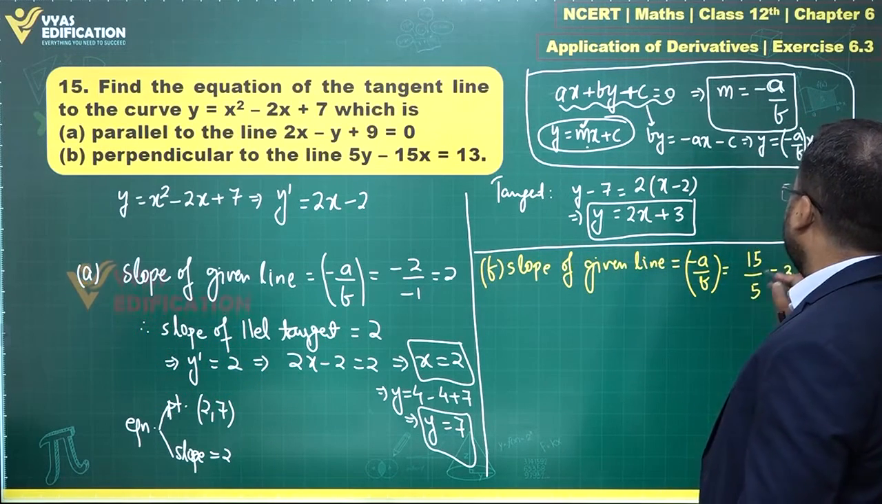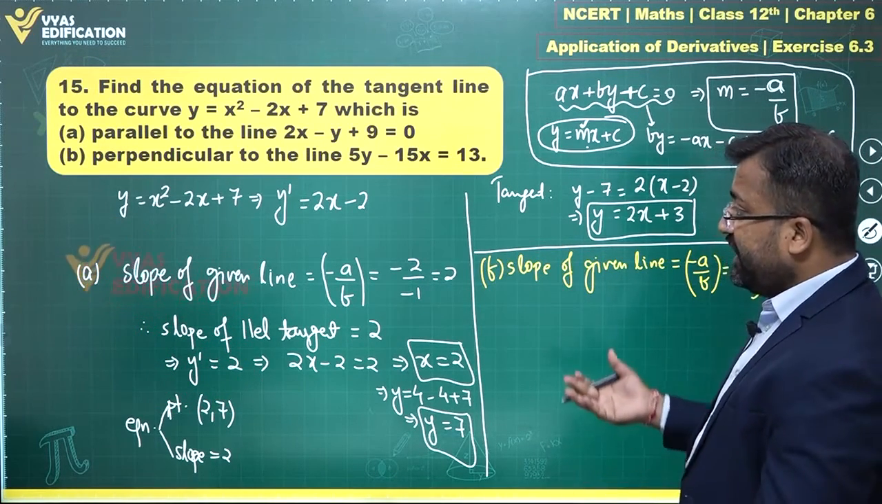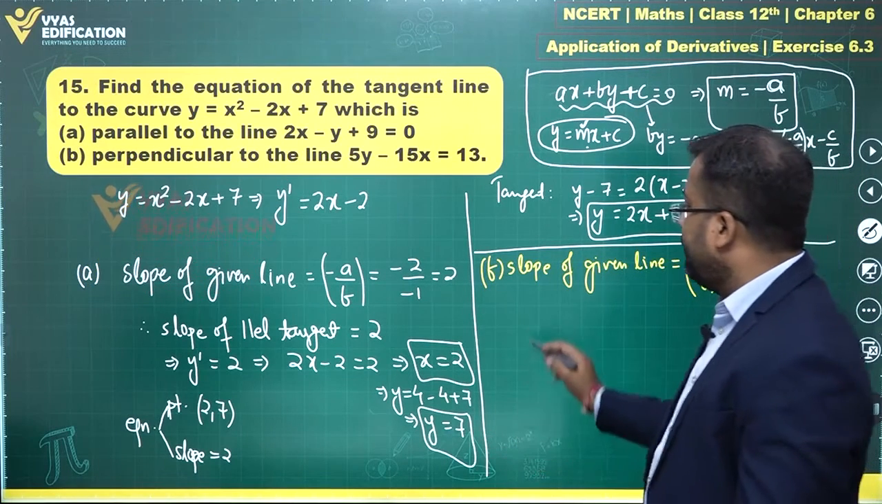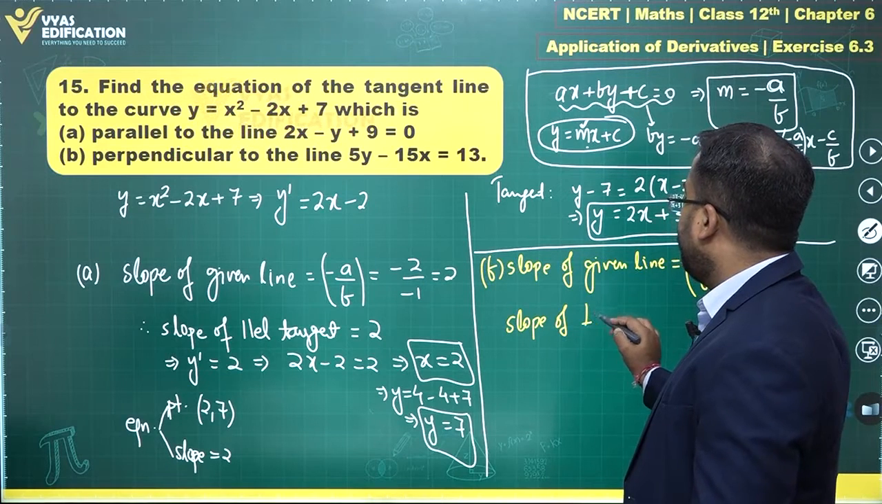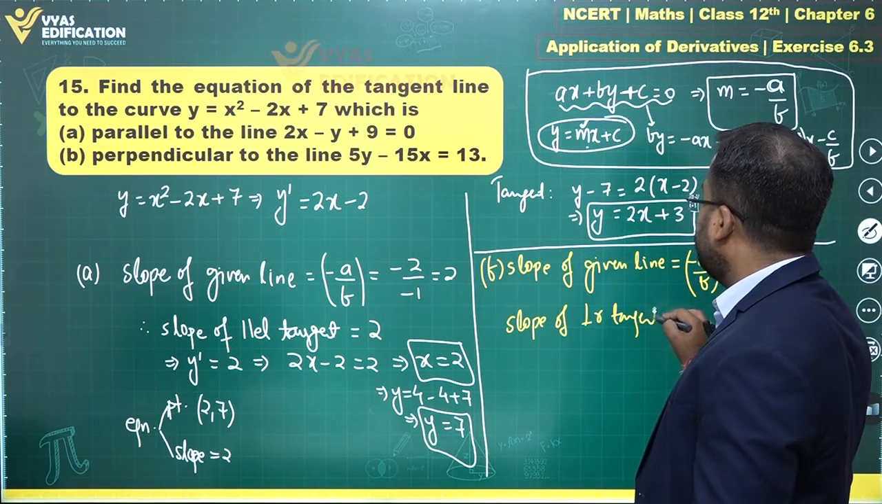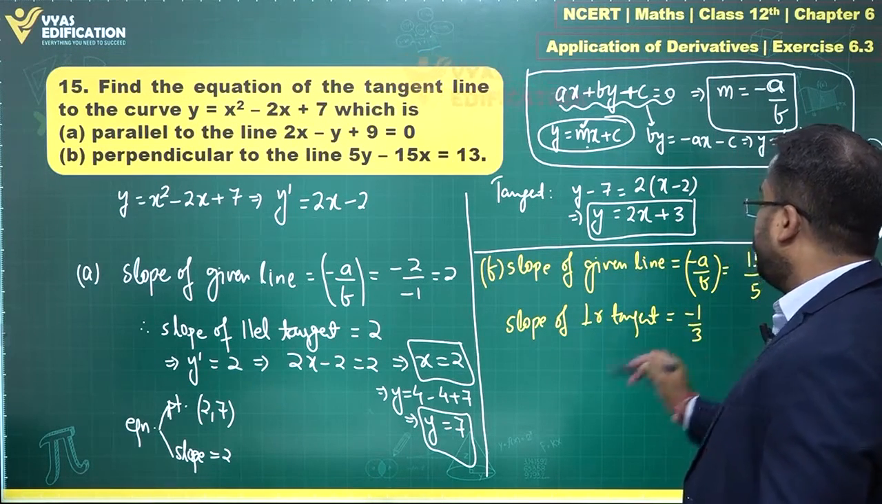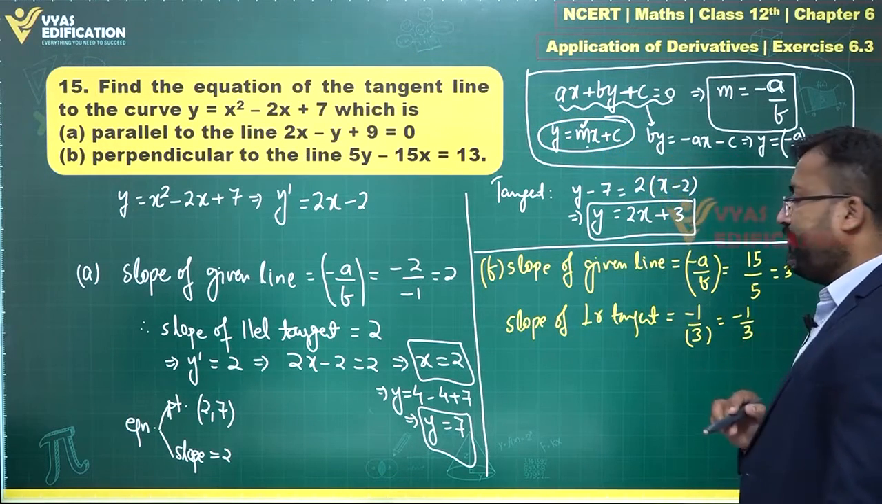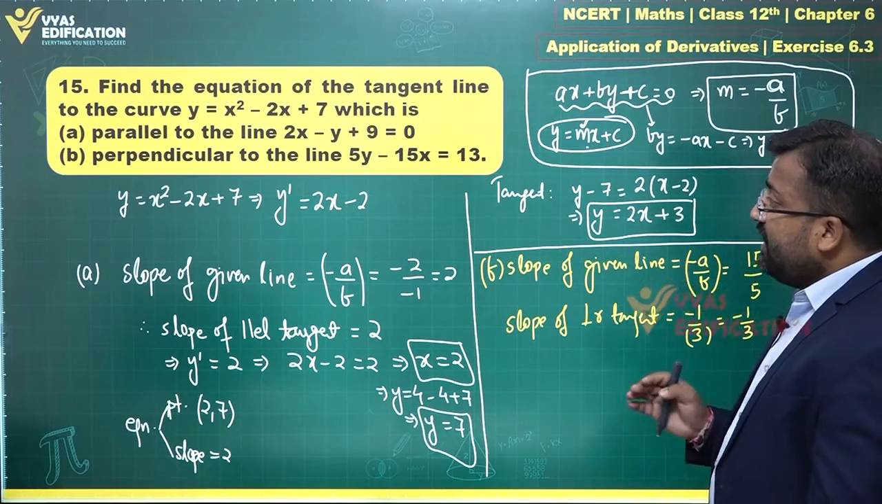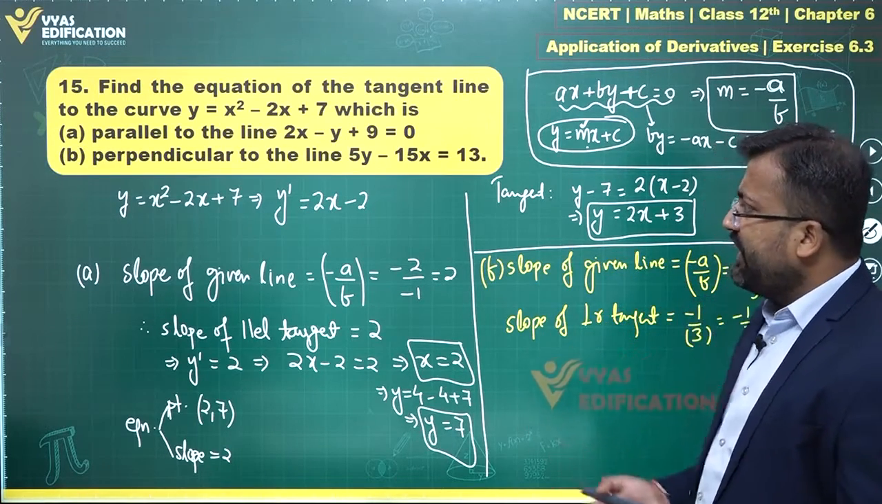This gives me 3. If the slope of the given line is 3, then what will the slope of the perpendicular tangent be? Now the tangent is perpendicular to this, therefore the slope will be the negative reciprocal of this: minus 1 upon this, which is minus 1 upon 3. Okay. And what about the point on the curve? Can we find the point on the curve?